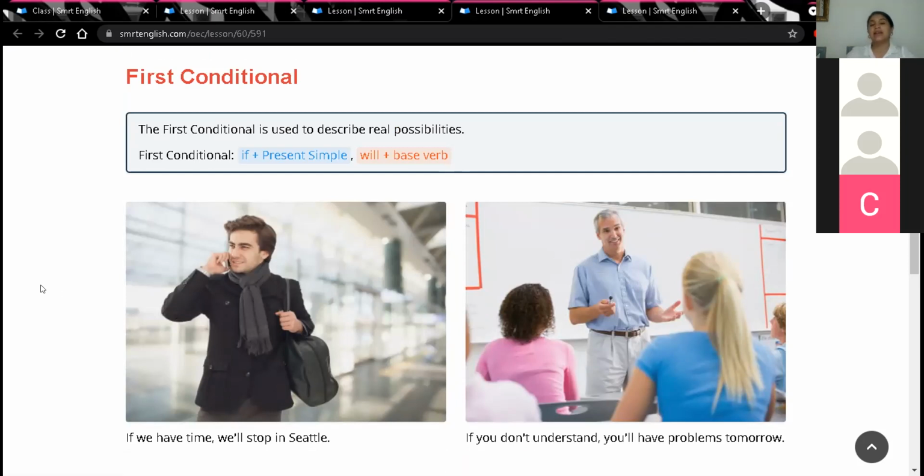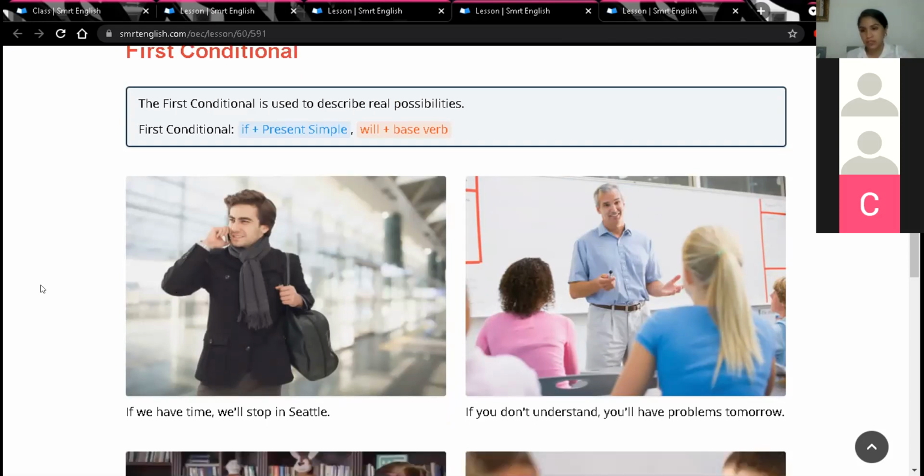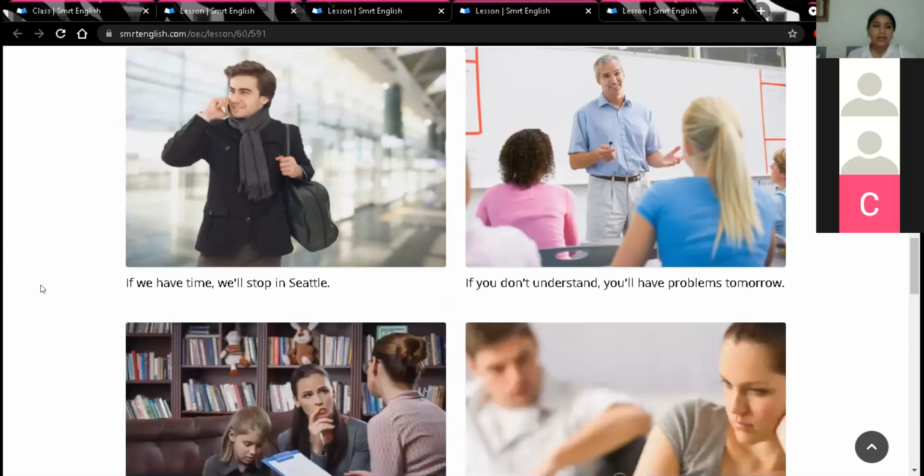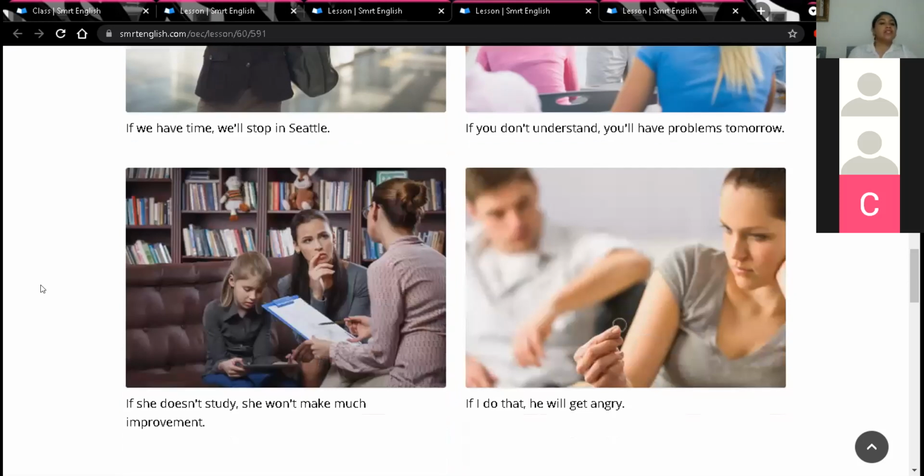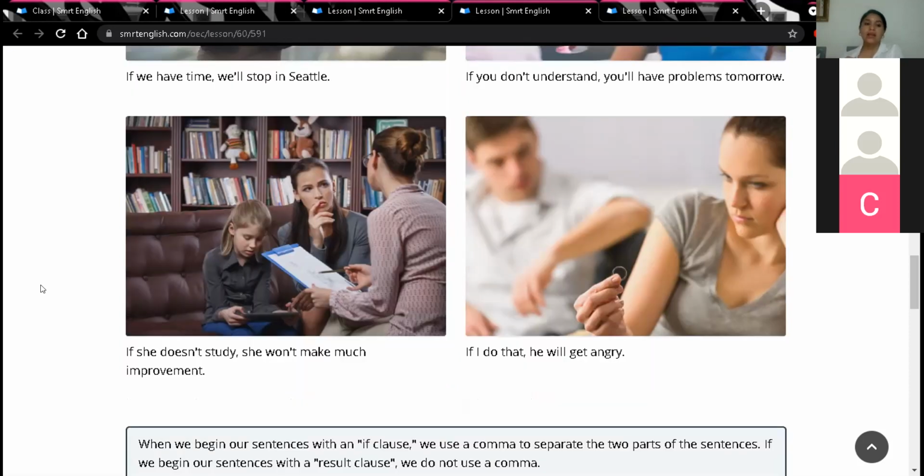This is just like the if, it's como el hubiera, right? So it's very common to use it. It's very useful. Next, if she doesn't study, she will make much improvement. Cause and effect, real situations, real possibilities. If I do that, he will get angry.